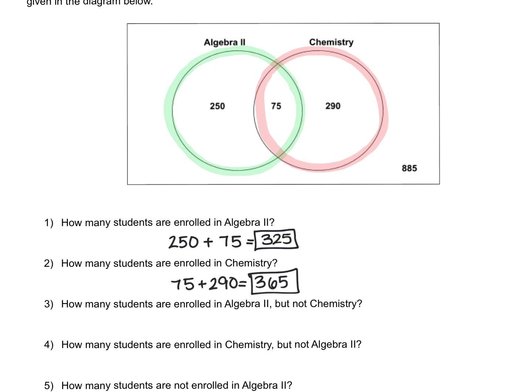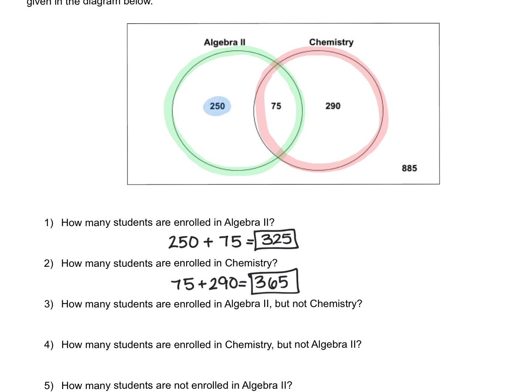So now you might have been wondering, what's the difference between the 250, the 75, and the 290? Well, here's looking at example 3 and 4. How many students are enrolled in Algebra 2, but not chemistry? So in order to answer this question, we have to really dive into this Algebra 2 circle. So do you see how within the Algebra 2, there's 250 and the 75? The 250 is actually the answer to this question.